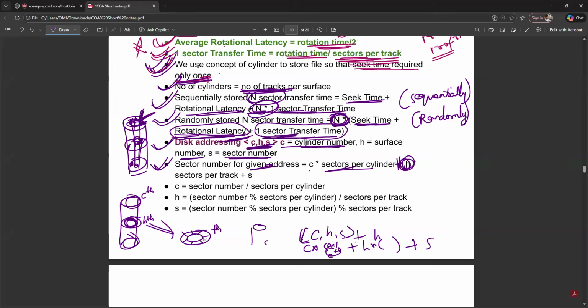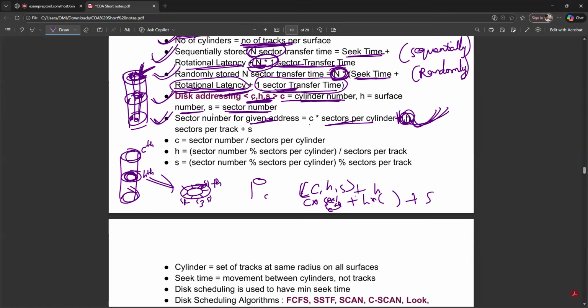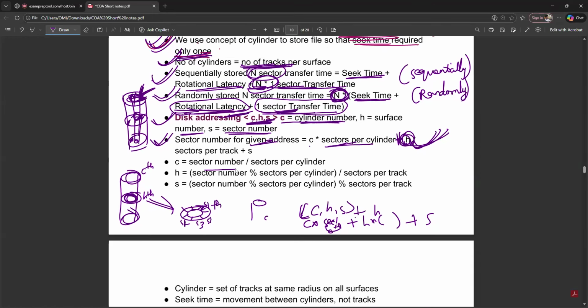which particular sector, right? So this is the sector number like S1, S2, S3, S4. Which sector? So this is the formula for it. Got it? So this way you can find that C equal to sector number divided by sectors per cylinder. With the help of this you can find the sector number.